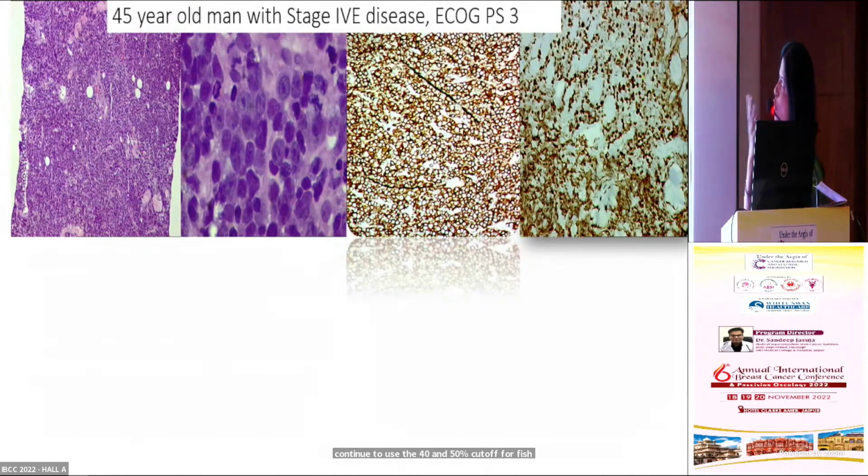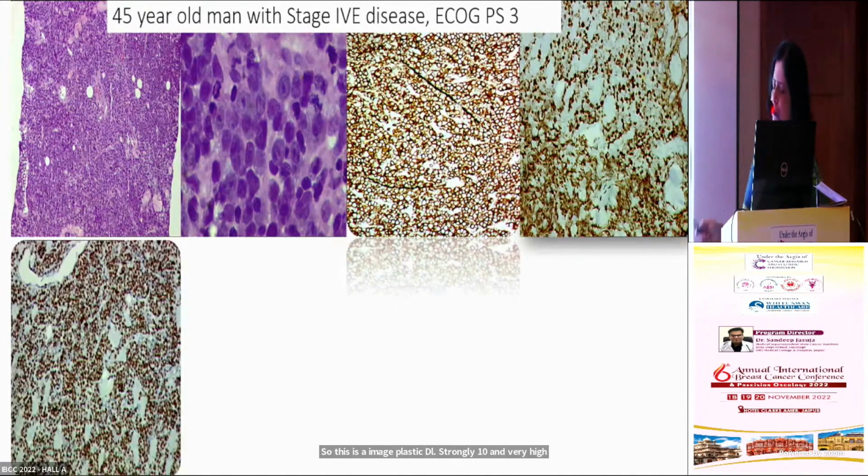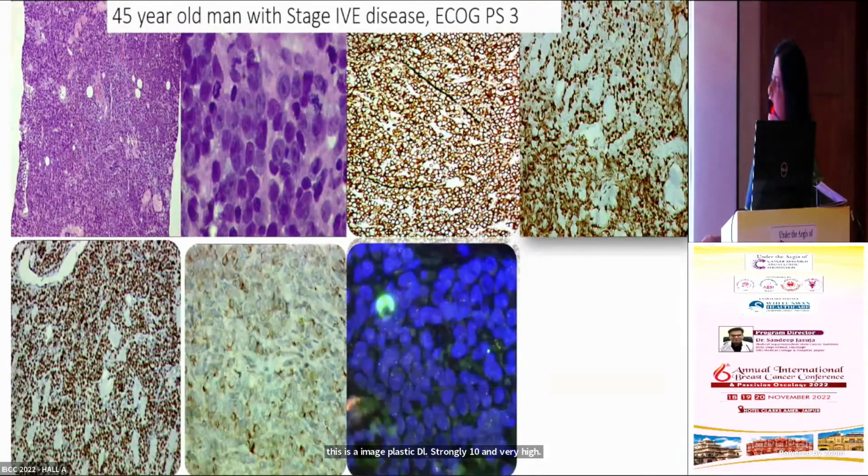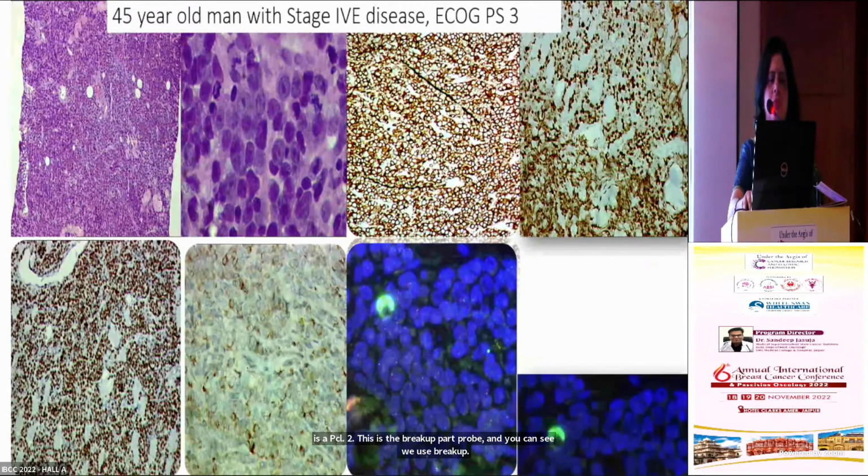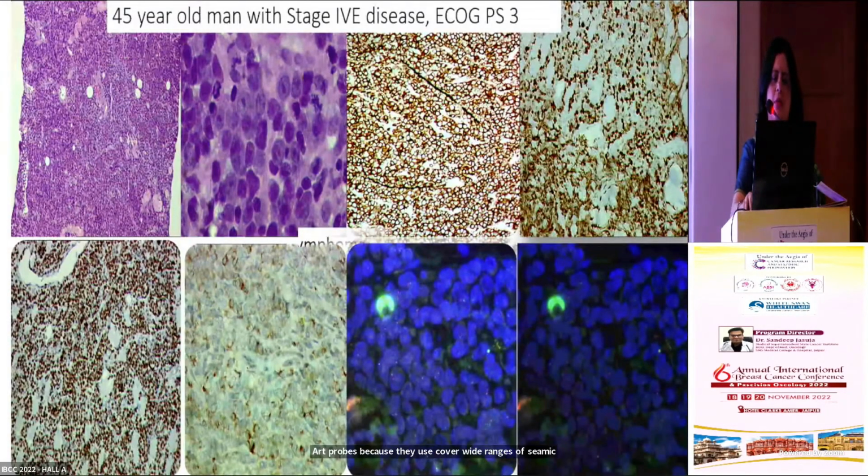So this is the usual scene. I'm a pathologist, so I have to show some photographs. So this is an immunoblastic DLBL, strongly positive and with very high MIB1. We put a CMYC, diffuse strong CMYC. This is a BCL2. This is the break apart probe. And you can see we use break apart probes because they cover wide ranges, CMYC is a very long gene. This is the BCL2 and CMYC break apart. So this is a double hit lymphoma.